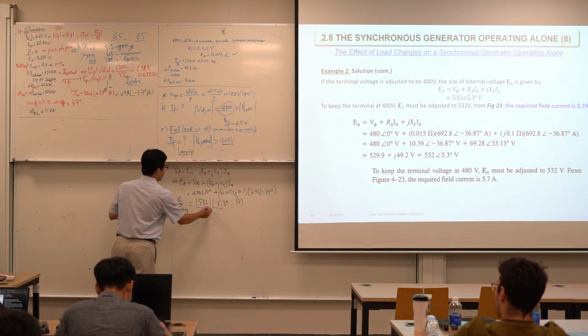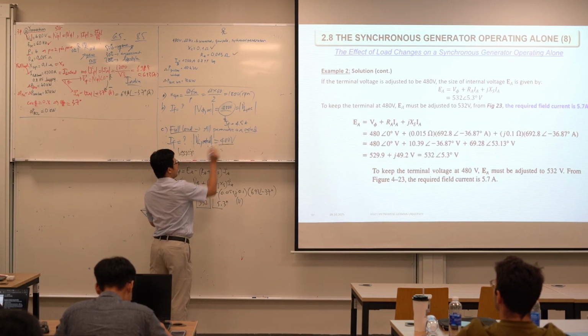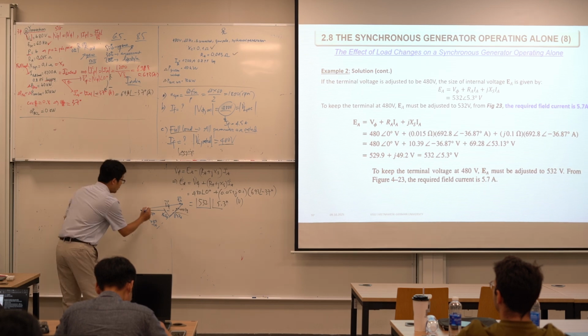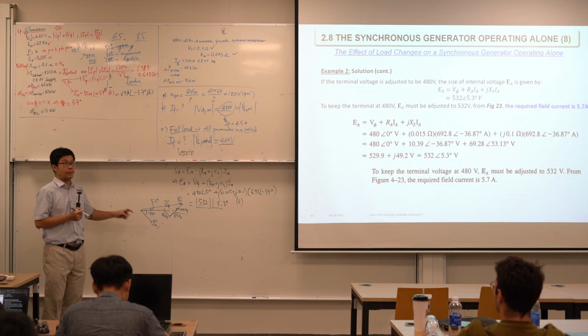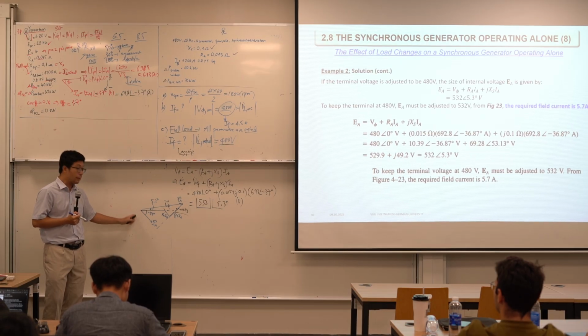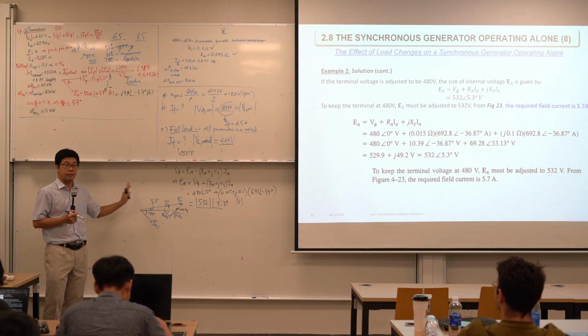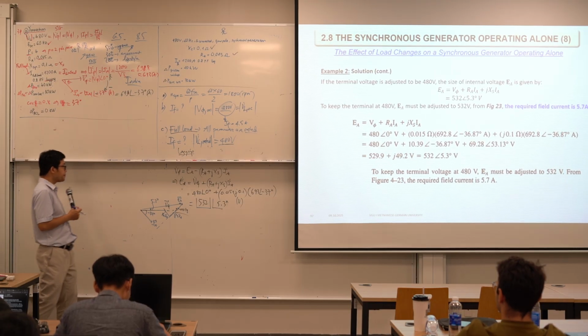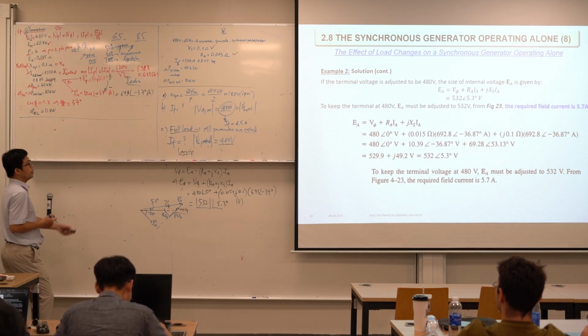Then you get 532 with 480 volt. Okay, and the phase angle here is 5.3 degrees. Is it consistent? Is it the same with the theory? Okay, so come back to this one.